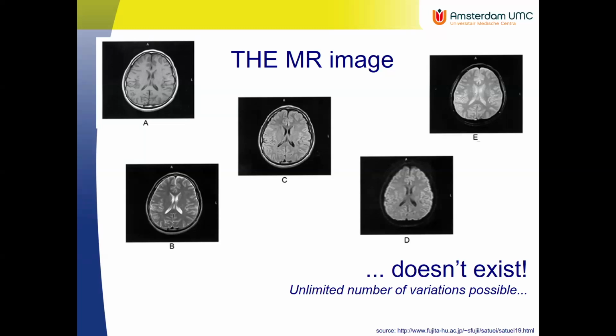But an unlimited number of variations is possible, and that is also the power of MRI and why it is very much used for imaging of soft tissue.